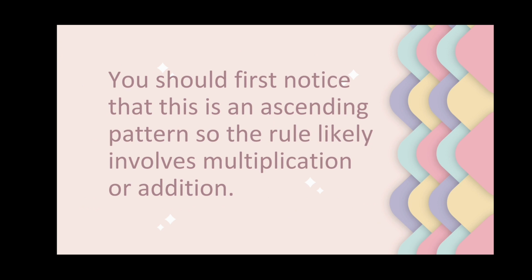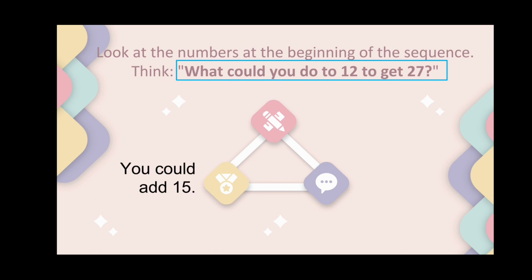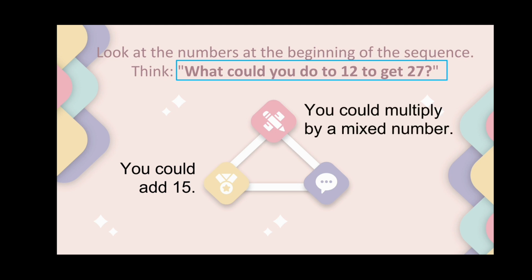You should first notice that this is an ascending pattern, so the rule likely involves multiplication or addition. Look at the numbers at the beginning of the sequence. Think, what could you do to 12 to get 27? For the first option, you could add 15 because 12 plus 15 equals 27. Or, you could multiply by a mixed number. 12 times 2 and 1/4 equals 27. So, pwede rin maging option yon.